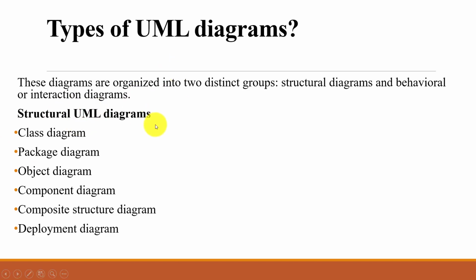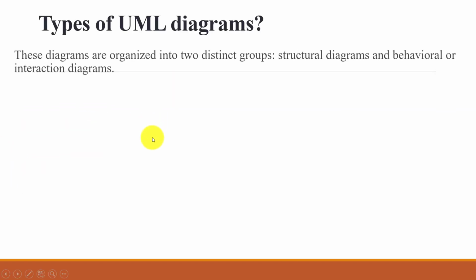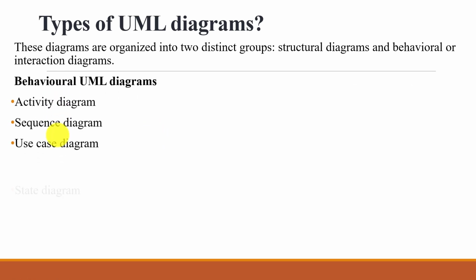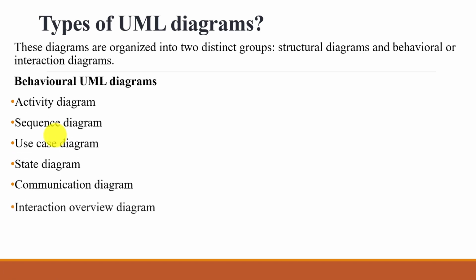Now the second type of UML is the behavioral diagram. Under this behavioral diagram, you can refer to what the working or the process of your system is. For example, what the activity, sequence, use case, state, communication, interaction, etc. are. So these are all diagrams shown under your system called behavioral UML diagrams. So these are two types, the structural diagram and the behavioral diagram.